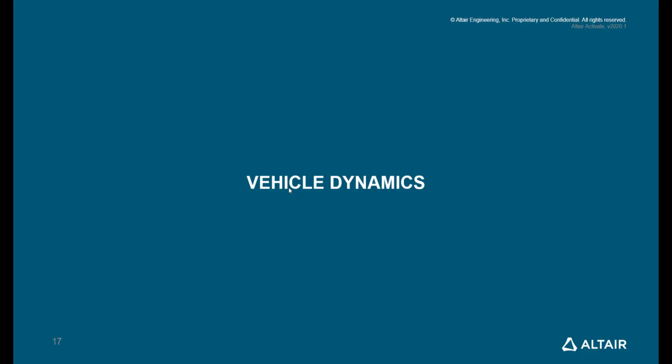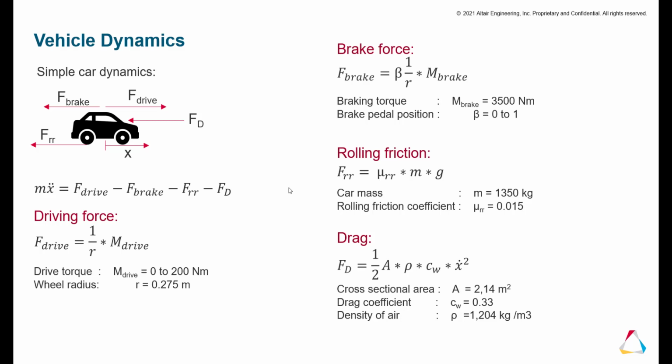So now let's take a look at modeling some simple vehicle dynamics in Activate. If we're talking about vehicle dynamics, let's distill it into simple vehicle dynamics: a summation of the forces that we're interested in. Then we'll add in some real values and take a look at a system model in Activate of this. The forces that we're interested in are the driving force, which is coming from the engine, producing torque and driving the vehicle forward.